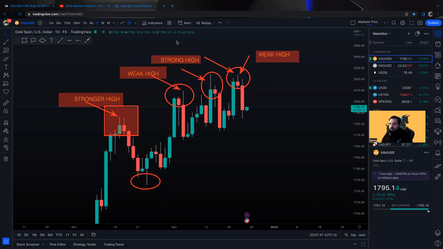A low is formed with a bullish candle. Okay, so is that going to be a weak low or a stronger low? Once again, bullish candles are known for their stronger highs, not the lows. So it's going to be a weak low here, which could be taken out in the future, of course.